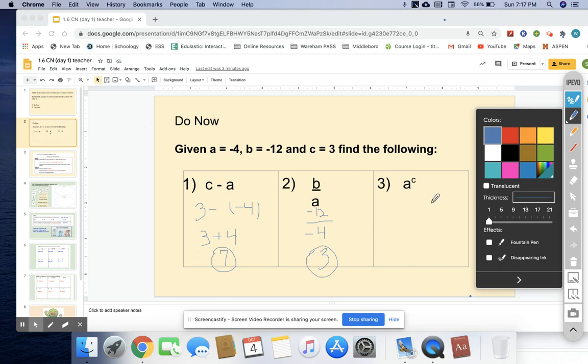On example 3, it's 8 raised to the C power, so A is -4. And we are raising that to the third power. So that means A times A times A, or -4 times -4 times -4, which gives -64.